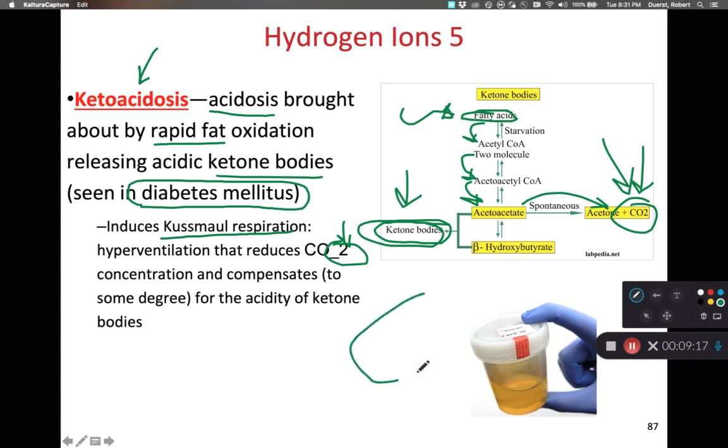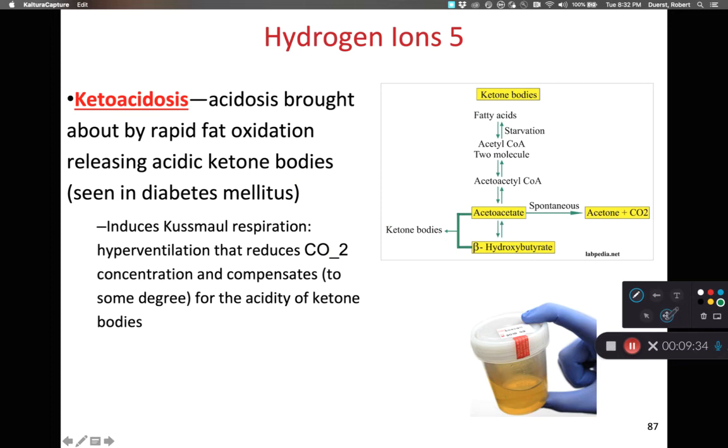And diabetes mellitus, in addition to corresponding to ketoacidosis, is also going to correspond to an increase in those ketone bodies within the urine and really sweet tasting urine. You'll have an increase in glucose concentrations within the urine as well, which is why I included the P cup diagram.